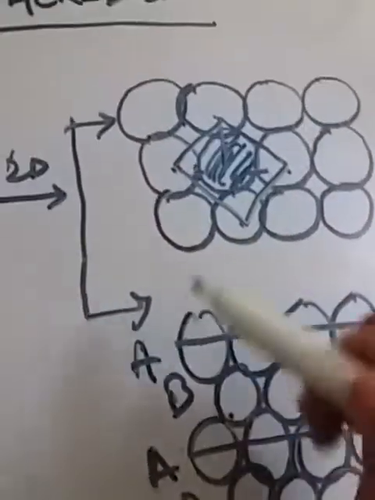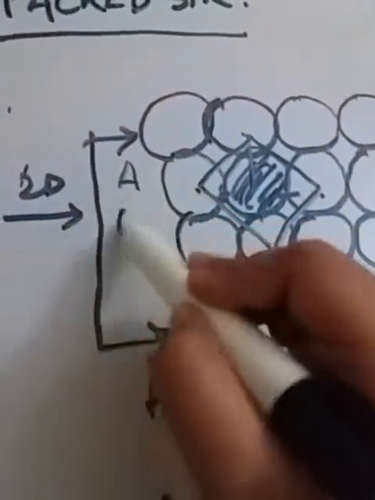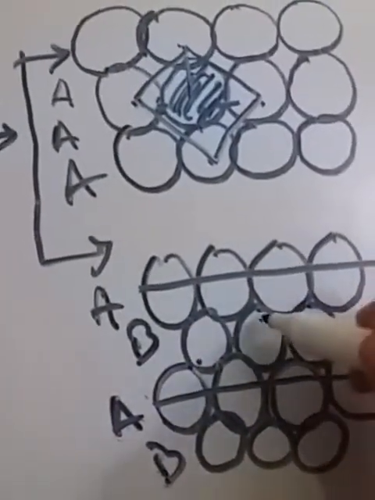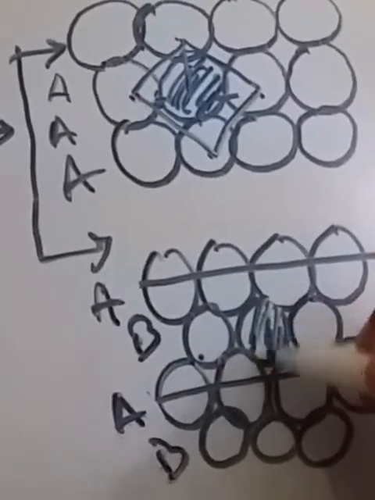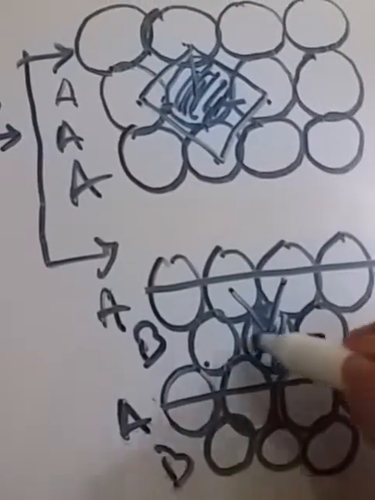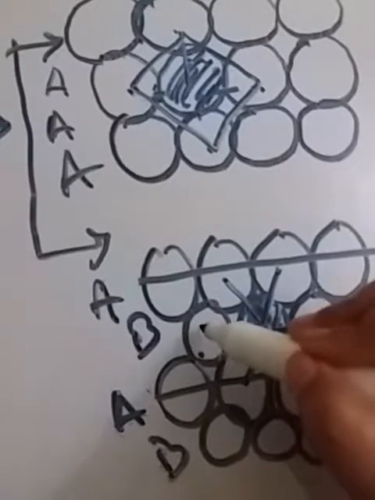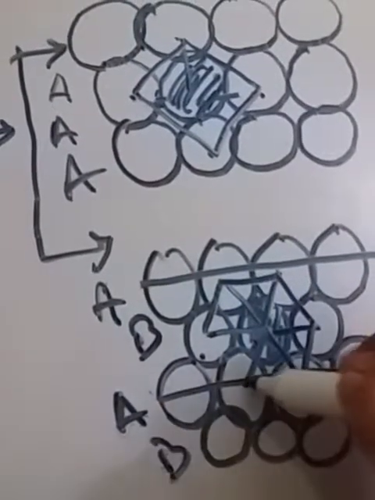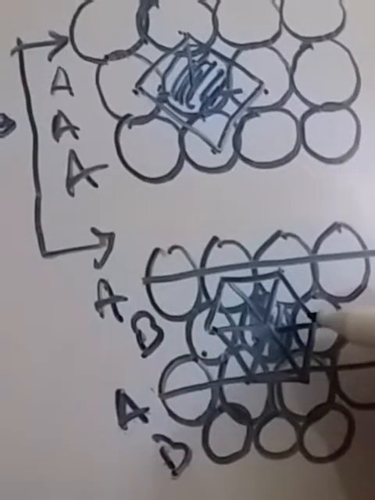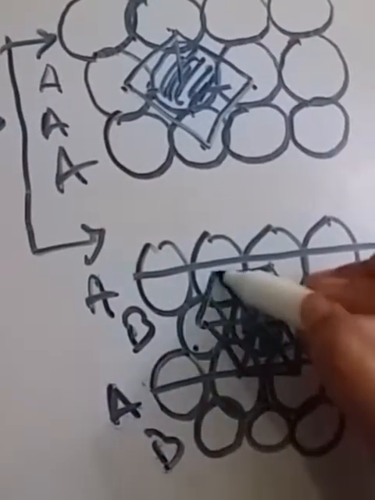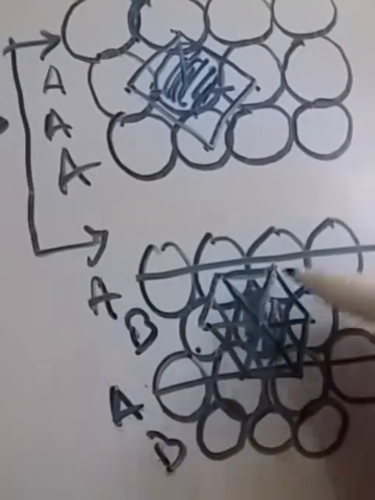AB type layering pattern. And here it is A. Suppose if you take this atom, see how it's directly coordinated with this and this. And when you join them by straight lines, we get a hexagon. Okay, and also you get a trigonal void. See, here is a void.